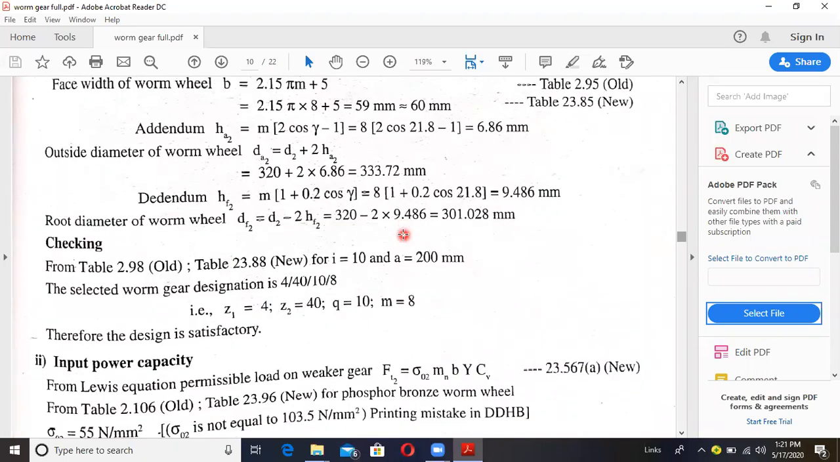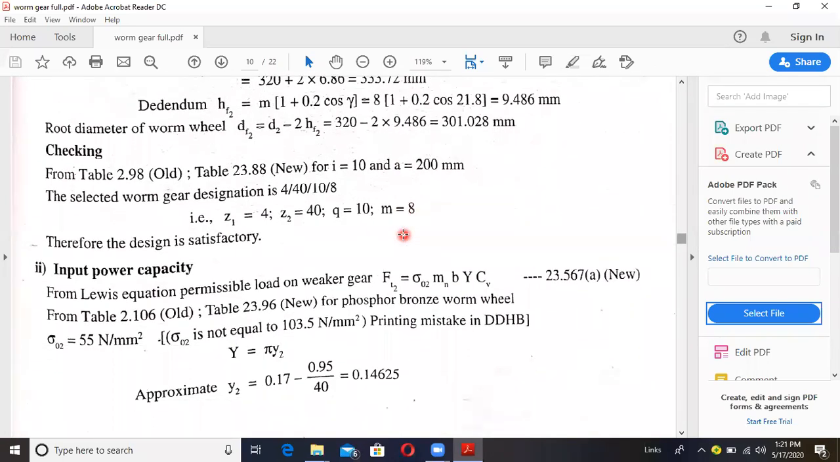Next, after that, we are going to check whether the calculated value is safe or not. For that checking, we have to refer to table number 23.88. Now for I is equal to 10 and A is equal to 200. In the table, we will get I and A. In the question, they have given I is equal to 10, A is equal to 200. For this 10 and 200, we have to select the worm designation. We will get 4, 40, 10, 8.